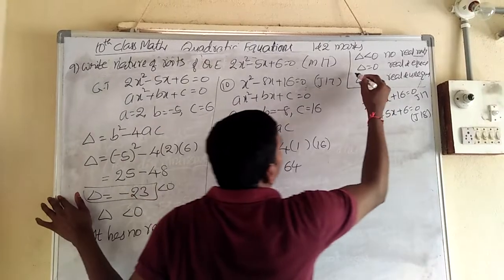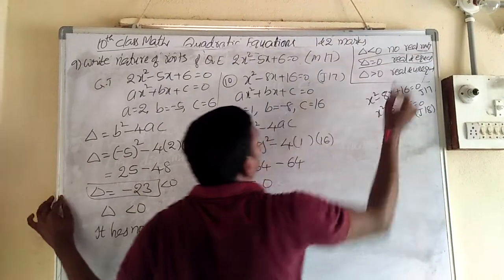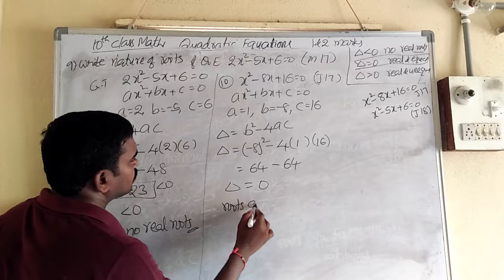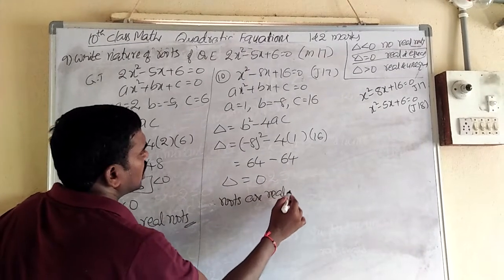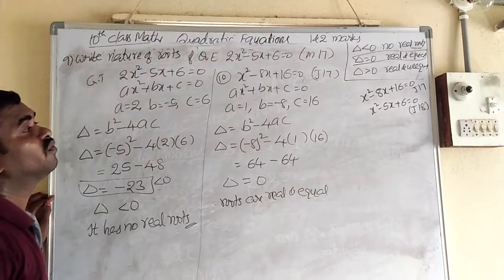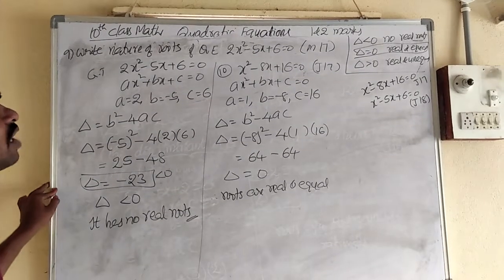So when the value of delta is 0, what is the condition? Real and equal. Therefore the roots are real and equal. So this is the way of stating the nature of the roots.